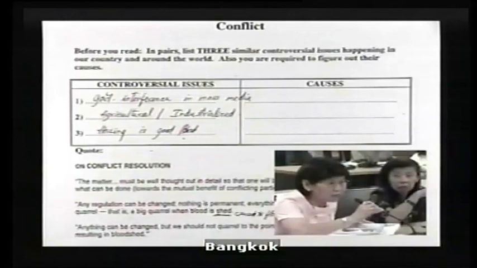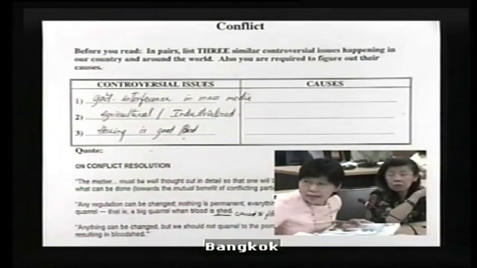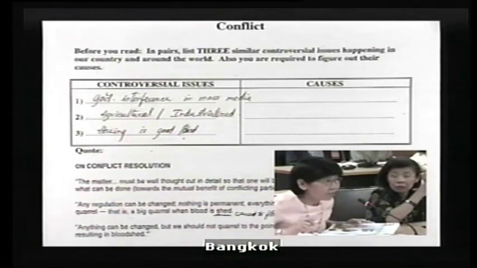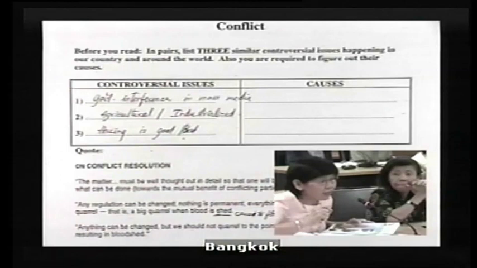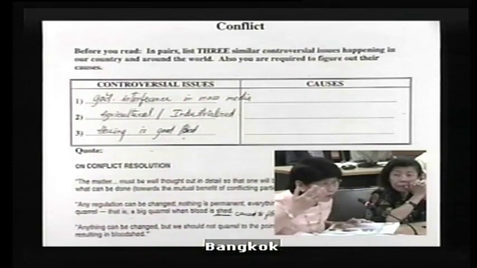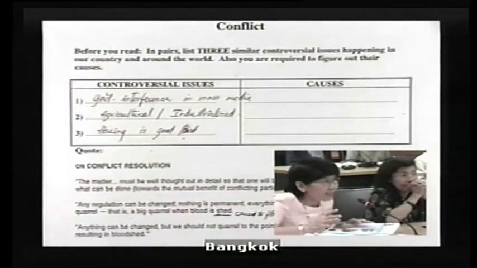And the lesson that I have brought today is rather hard, I think, because it's for M6 students, and it's aimed to encourage the students to think critically. So it's about conflicts.